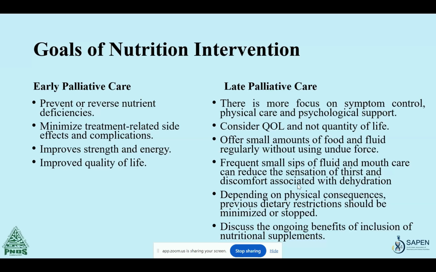Frequent sips, these are all the tips we have already discussed. And depending on the physical consequences, previous dietary restrictions should be minimized or stopped. We will discuss this in the case study. Most of the time the patient is not only suffering from cancer but has other comorbidities as well. So we should not be too restrictive with these things. Of course, the patient is already suffering a lot, so we have to be modest. And in late palliative care, we discuss the ongoing benefits of including nutritional supplements.